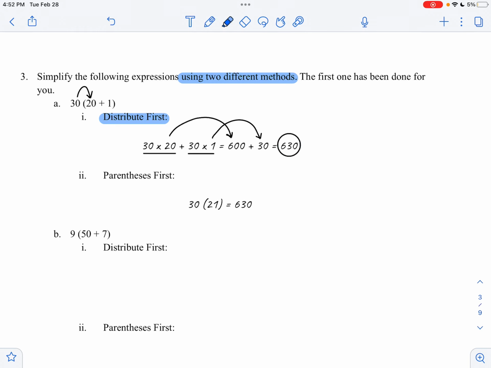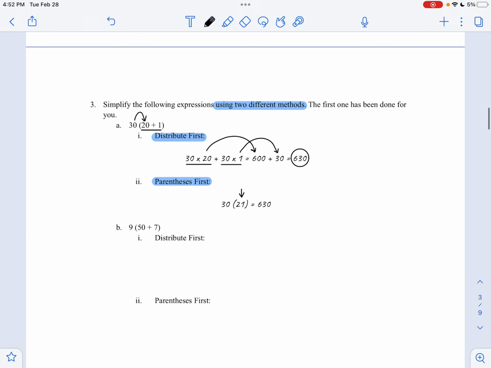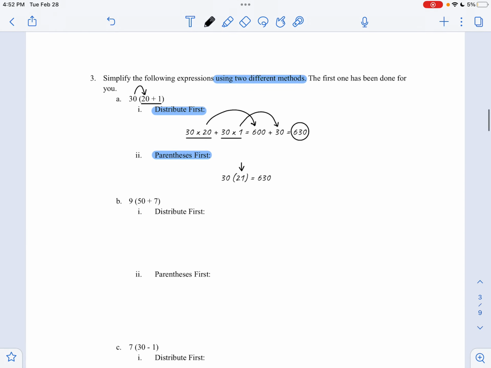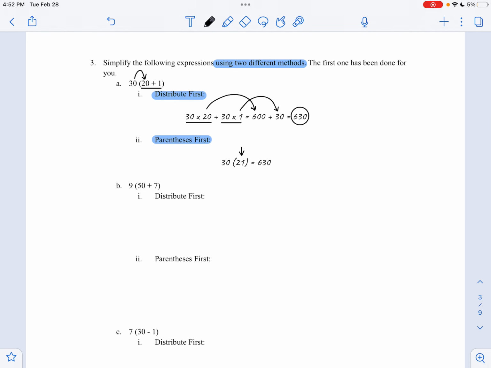The second strategy they would like you to use is parentheses first, where the first thing we do is add the term inside the parentheses. In this case, 20 plus 1 is 21. Then we simply multiply. 30 times 21 is 630. For each of the examples in question 3, I would like you to solve in both of these ways, using distribution and by completing the operation in parentheses first. Pause this video to complete question 3.